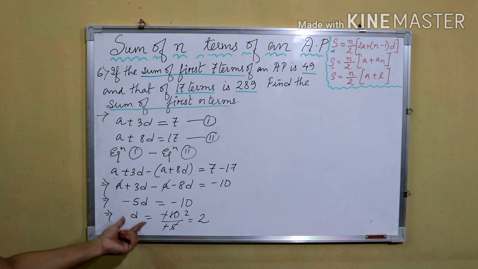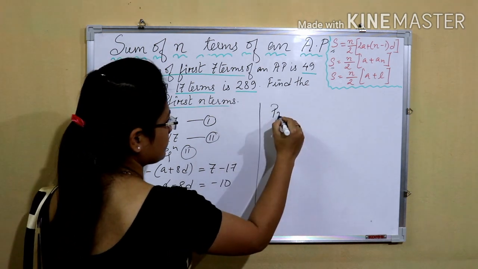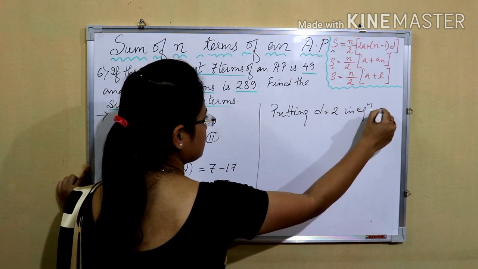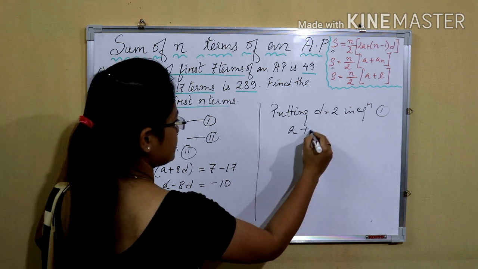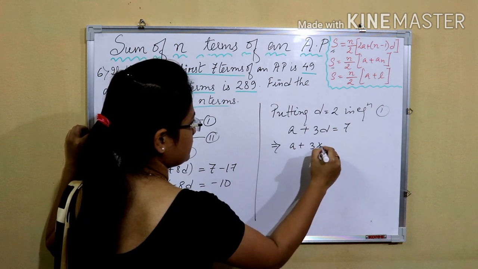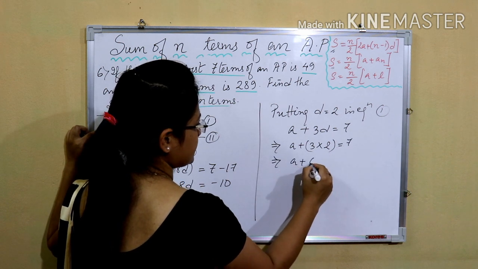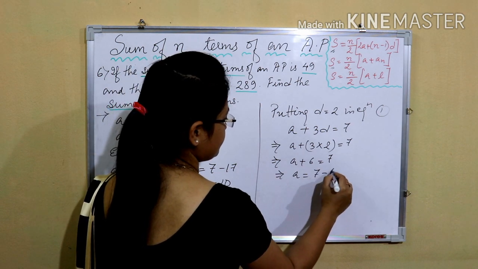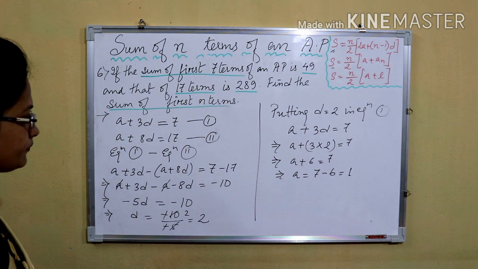So by putting the value of d in any of the equations, let me put it in equation 1. Putting d equal to 2 in equation 1. So equation 1 was a plus 3d equal to 7. So a plus 3 into d, we got 2, equal to 7. That means a plus 6 equal to 7. So we will get a equal to 7 minus 6. It is equal to 1. So we got a and d.